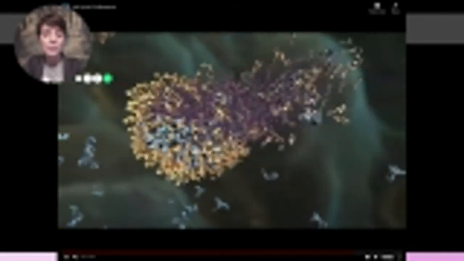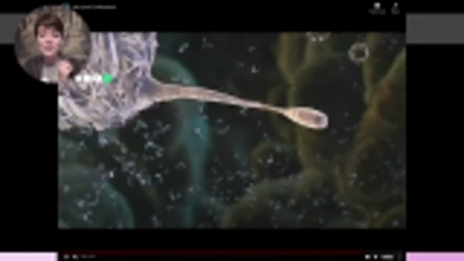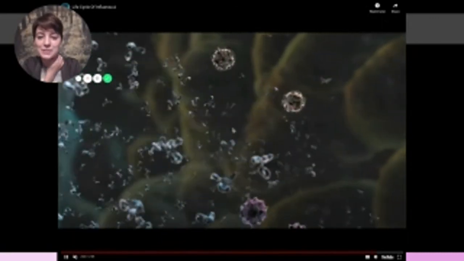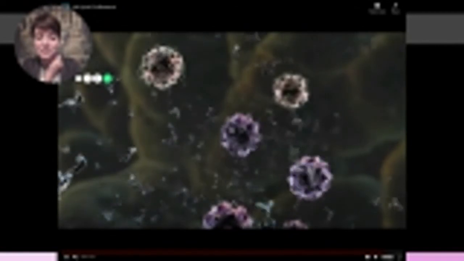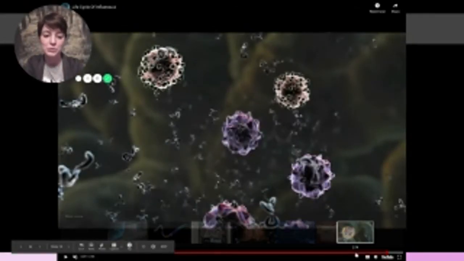Here, these are antibodies designed to help deactivate the viruses. And can you guess what that was that just ate it? It's a type of cell in your bloodstream. White blood cell. Good. White blood cells are part of the immune system.